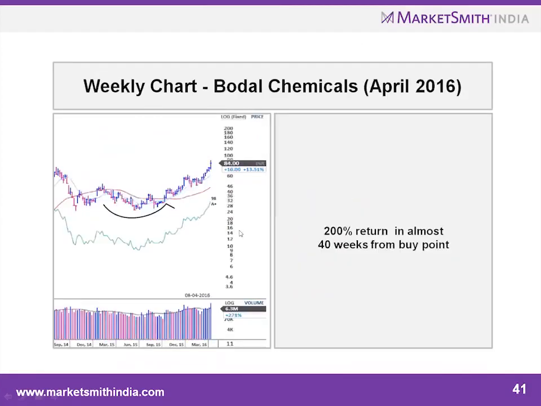Another example is Bodal Chemicals. Roughly, you can see that there is a cup with a handle base pattern, and again a rally. That's the reason breakout is very important, because when the stock is breaking out, it is making new highs, and it's not any XYZ factor which can help a stock in breaking its all-time highs. It has to be something very extraordinary. Then only the stock will cross its all-time highs.